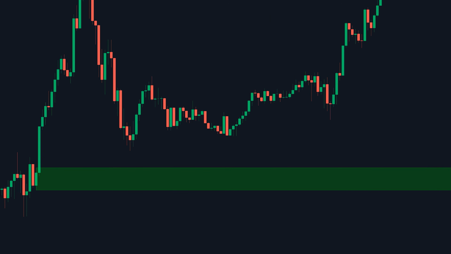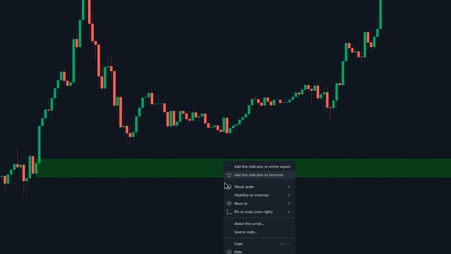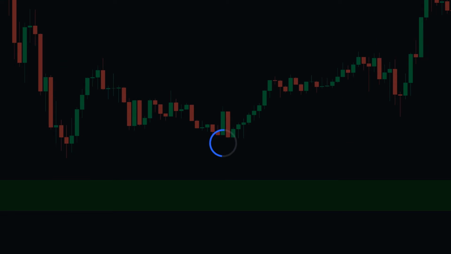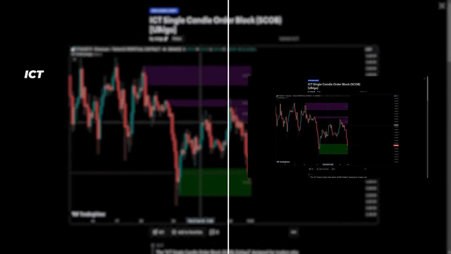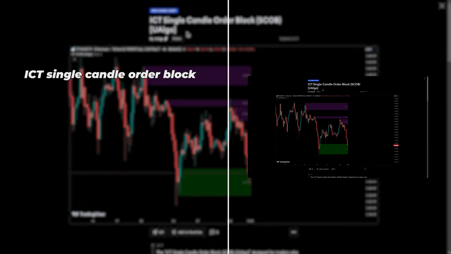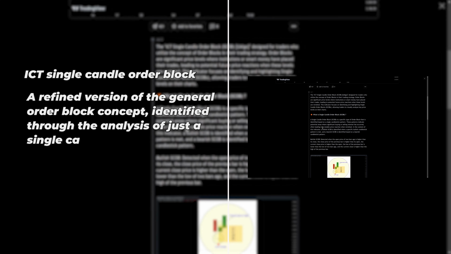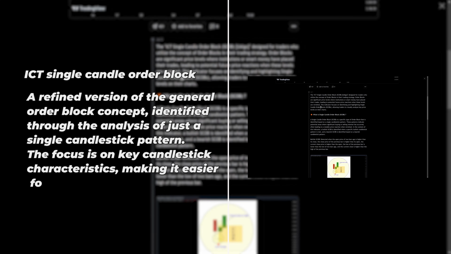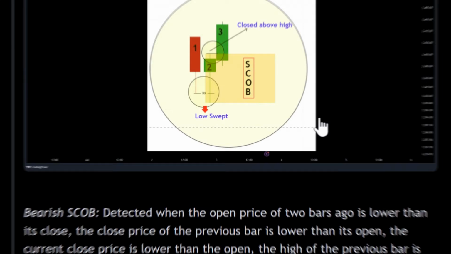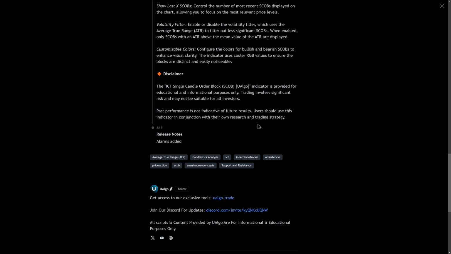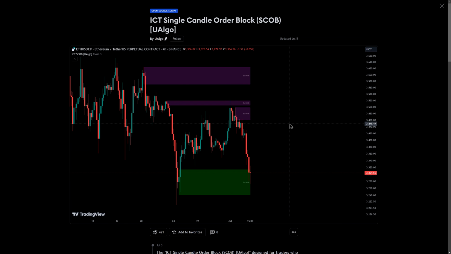Now that we know exactly what an order block is and what it's used for, the next question is, what exactly is the ICT single candle order block? Well, a single candle order block, also known as SCOB, is a refined version of the general order block concept identified through the analysis of just a single candlestick pattern. The focus is on key candlestick patterns, making it easier for traders to spot critical areas of market activity. And this indicator is the one that we're going to be using for identification of these single candle order blocks.